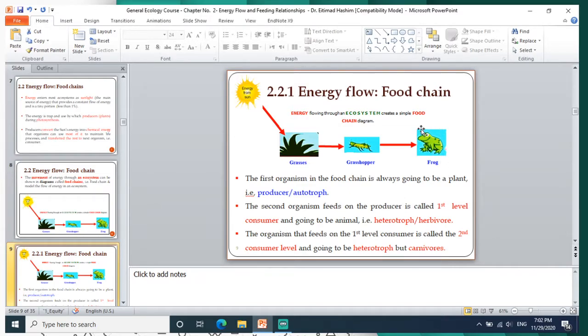Then the frog, here the second consumer, eats the grasshopper, the first level consumer, which is a heterotroph and herbivore. The frog will be considered the second consumer and a heterotroph, but this time it will be a carnivore, because the frog eats the grasshopper and the grasshopper is an animal. So when an animal eats an animal, we call it a carnivore. But when it eats grass or plants, we call it a herbivore. So the grasshopper is a herbivore consumer, and the frog is a consumer too, but the second consumer, so it is a carnivore.